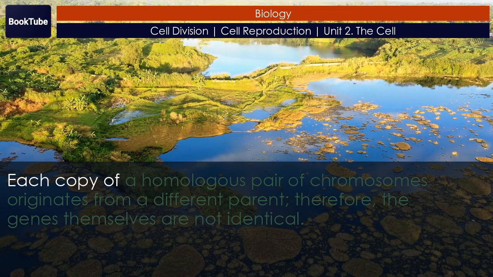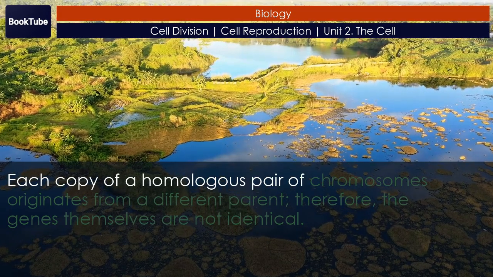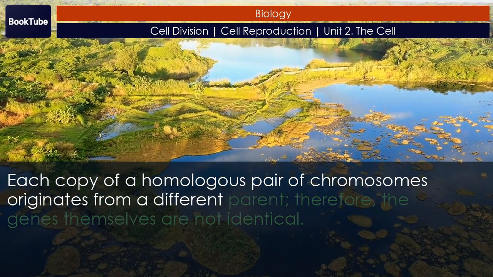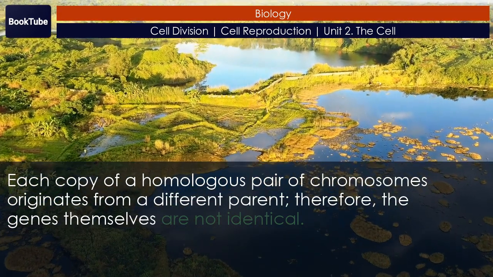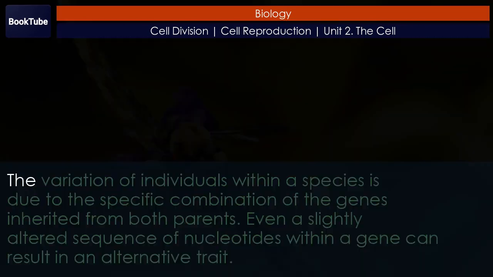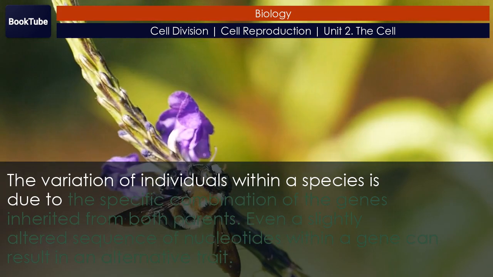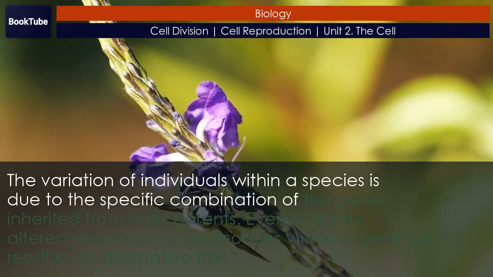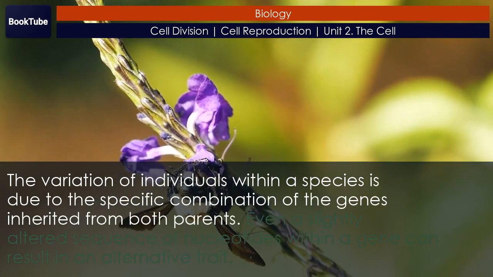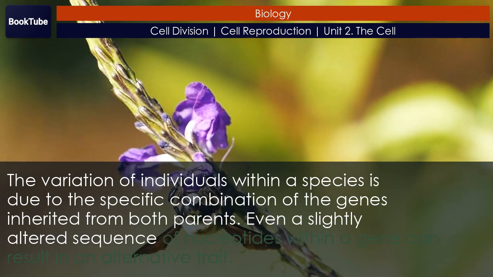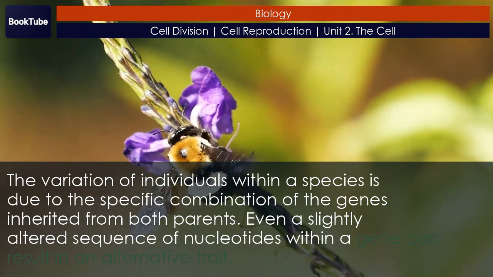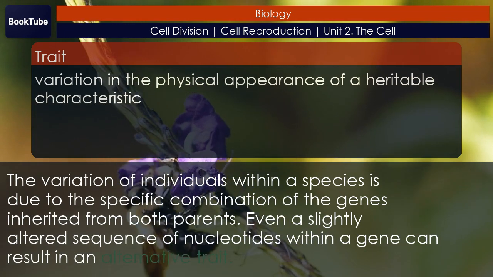Each copy of a homologous pair of chromosomes originates from a different parent. Therefore, the genes themselves are not identical. The variation of individuals within a species is due to the specific combination of the genes inherited from both parents. Even a slightly altered sequence of nucleotides within a gene can result in an alternative trait.